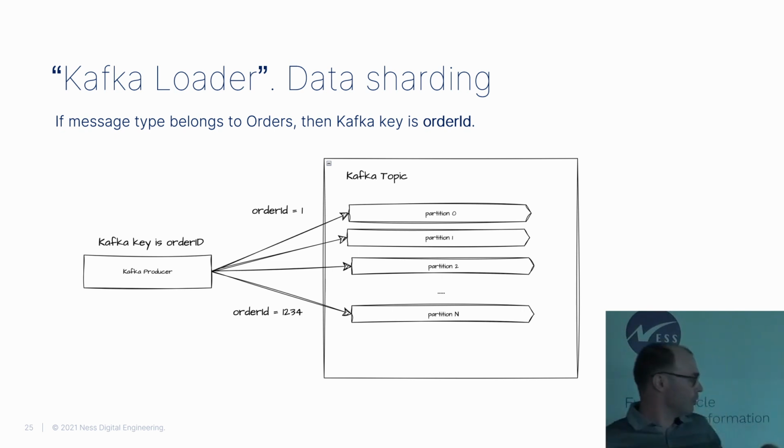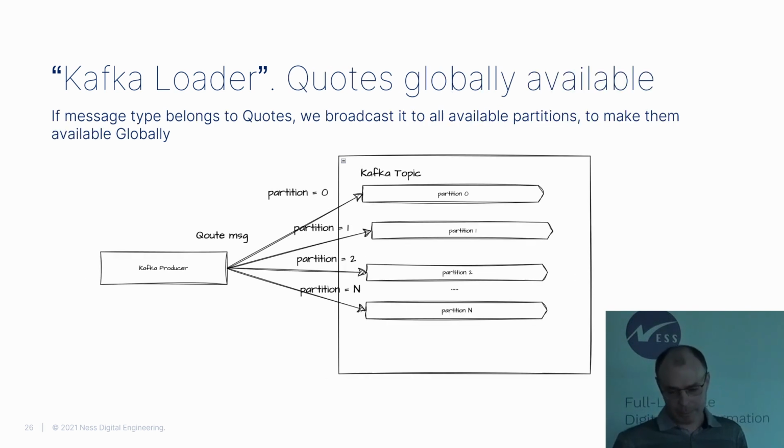And of course, on the consumer side, you could read data from all those partitions in parallel, each responsible only for processing a small part of the data. And quotes should be globally available. So if we get a quote, we just broadcast this message into all available partitions, and in this case, the Kafka key really doesn't matter. Kafka is about key value.